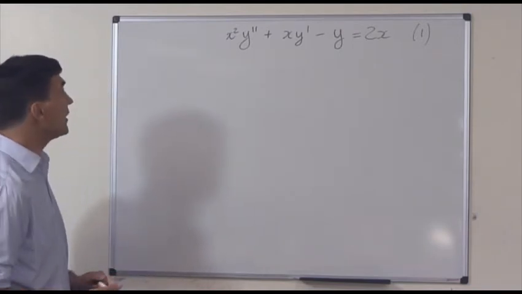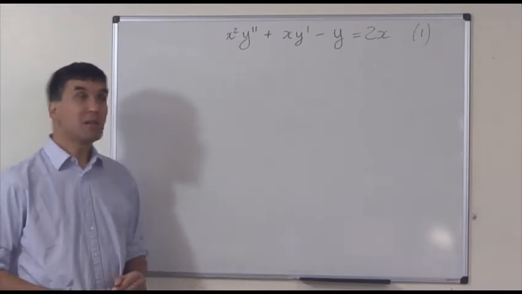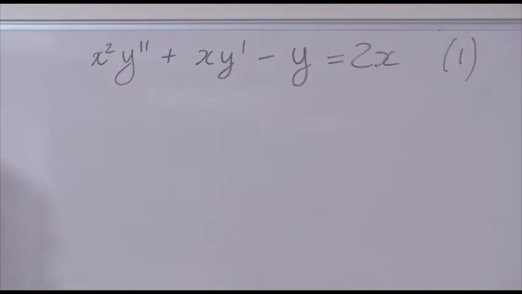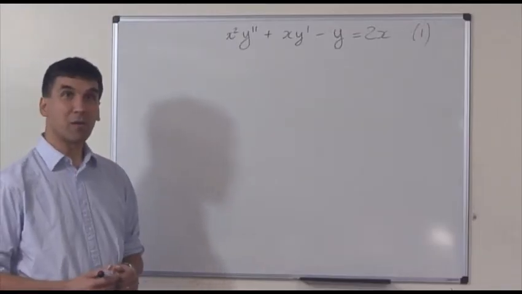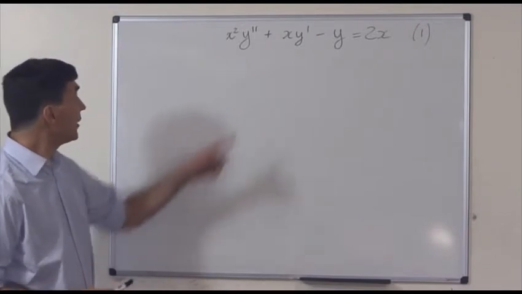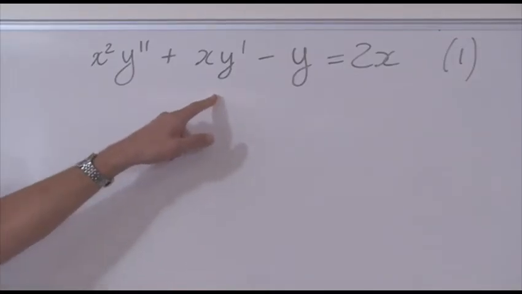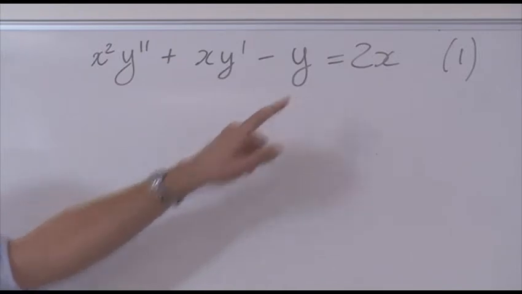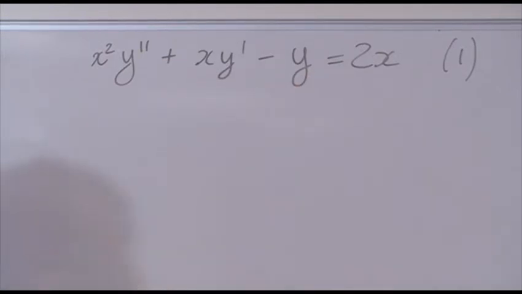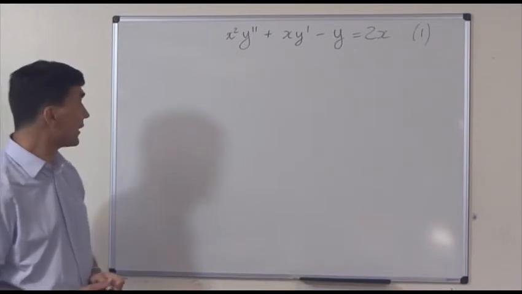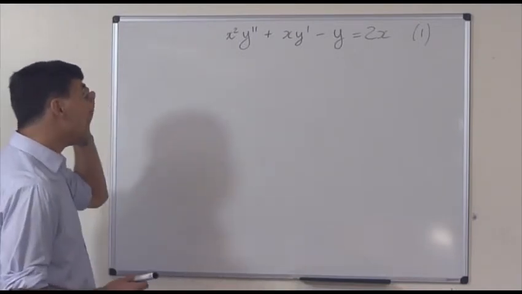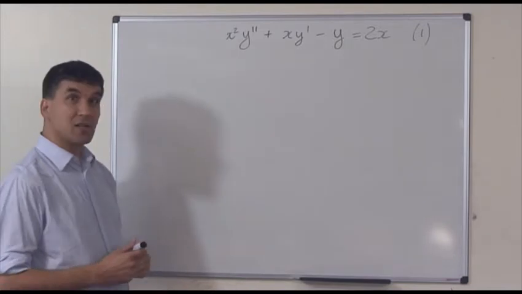as we go along. So I'll take as an example this equation, which I've written up and labeled equation 1. It is x squared times y double prime. Remember, y double prime means d squared y by dx squared, plus x times y prime, so that's x times dy by dx, minus y, equals 2x, and our task is to find the solution y as a function of x. Now, you can see that it's a second order equation.